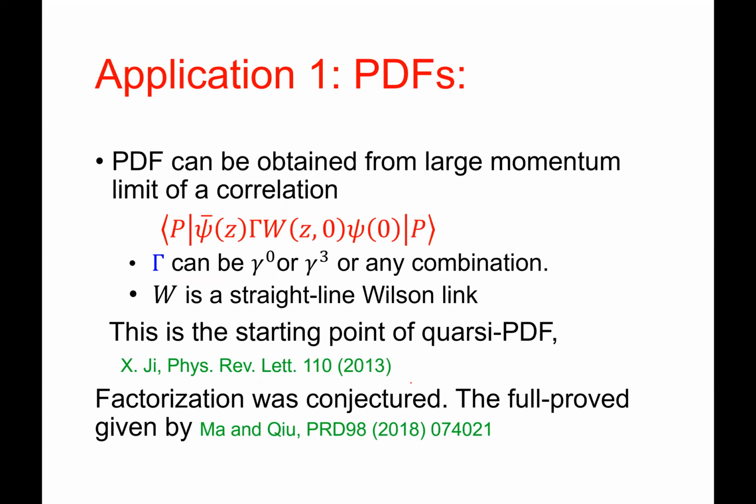So the classical example, of course, is the quasi-PDF itself that I proposed in 2013: that instead of calculating a light cone correlator, you calculate a Euclidean correlator, and then in the large momentum states, this can be matched onto a light cone distribution. And Jianwei Qiu and Ma have shown that this factorization actually works to all orders in perturbation theory.